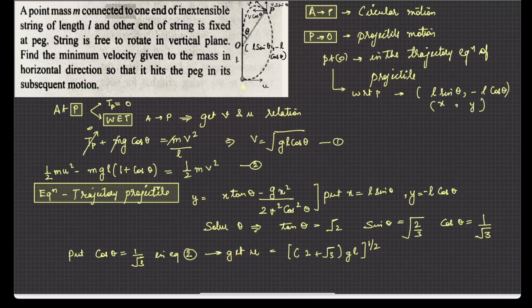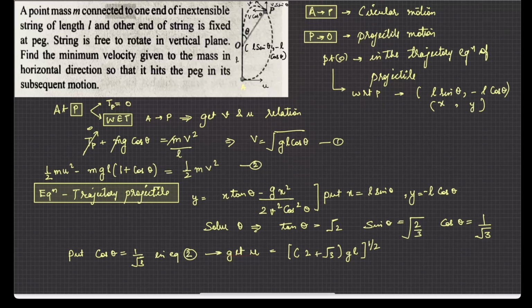From here only one unknown is left, theta, okay. Because x and y both are in terms of L sin theta and L cos theta, and v's value you also put in as root of g L cos theta. L is known to us and you have got only one unknown, theta. So your tan theta will come out as √2. Sin theta you can work out as √2/3 and cos theta as 1/√3, okay. The value of cos theta has come.